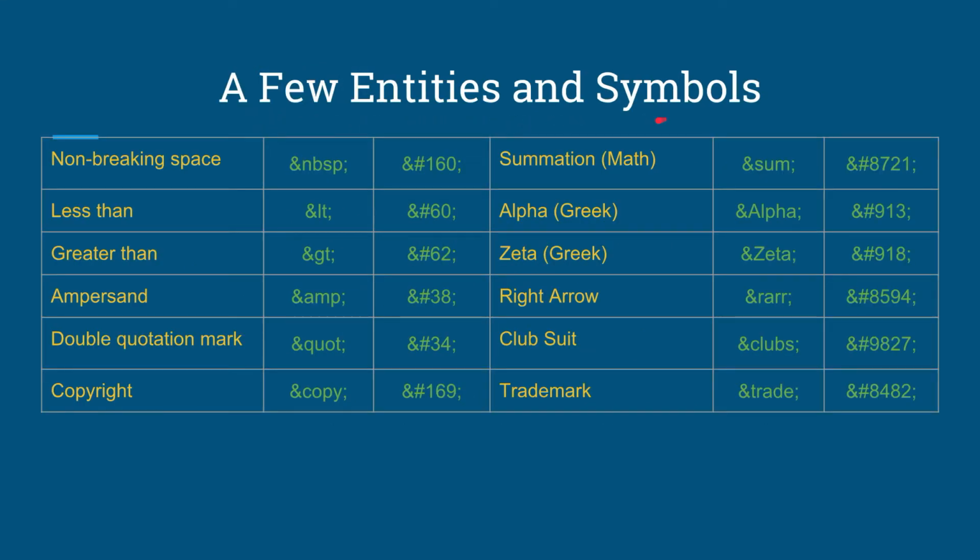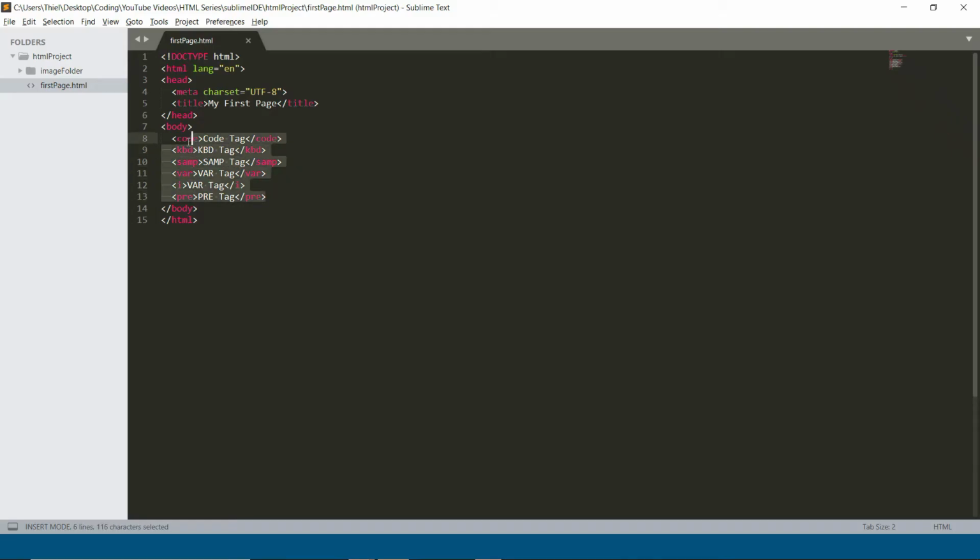Taking a look at a few different entities and symbols here, we have our non-breaking space to create an extra space. We have our less than sign, or our opening angle bracket as I sometimes call it, our greater than sign, which is our closing angle bracket, ampersand, double quotation mark, copyright, mathematical, Greek alphabet and a couple extra special characters. So let's play with those a little bit.